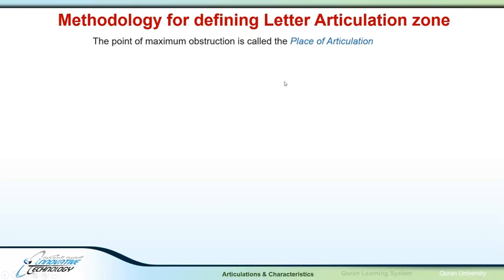A major factor that gives the letter its unique sound is basically the point at which it faces the maximum resistance and obstruction of the air that is coming out of the lungs during pronouncing that letter. And we call that point the articulation zone, or the point of articulation, or the place of articulation. And we can determine that point by undergoing 4 steps.